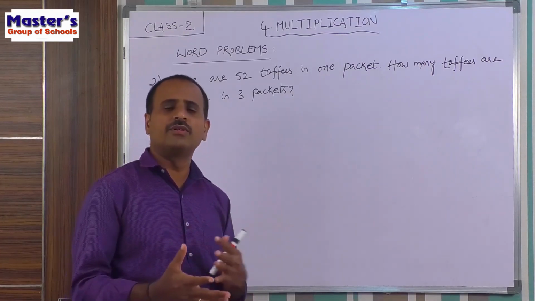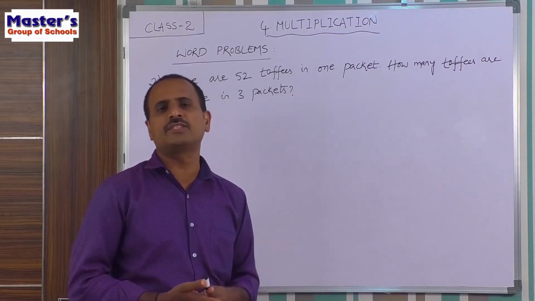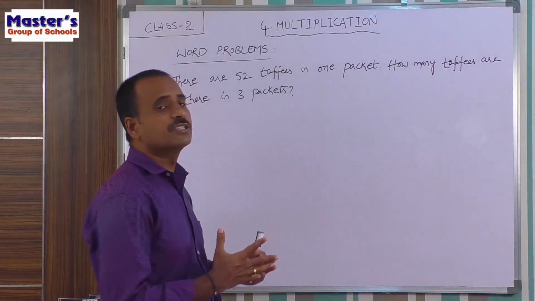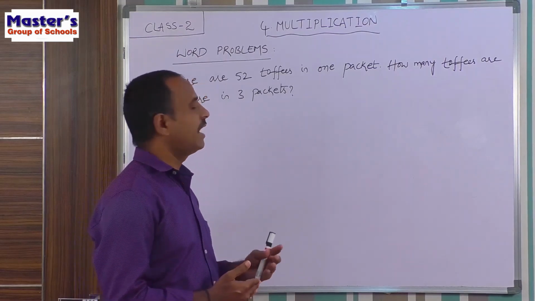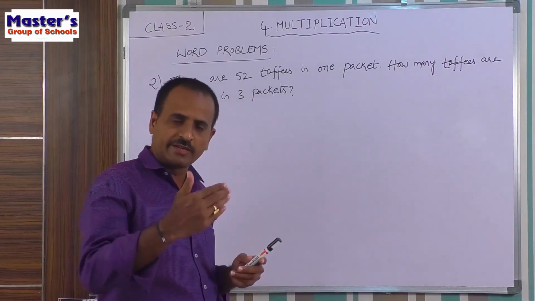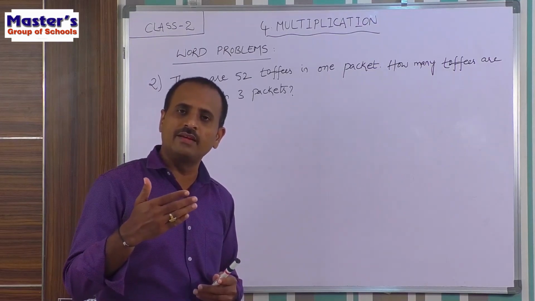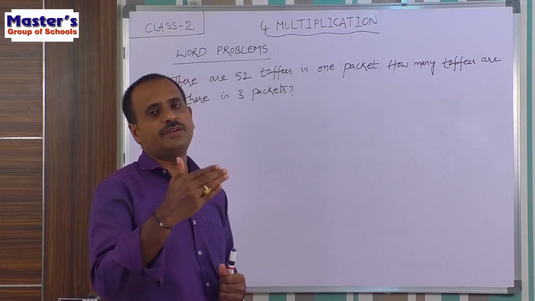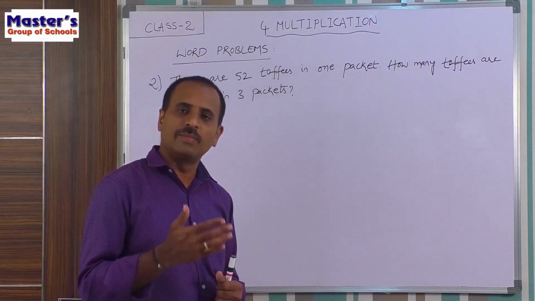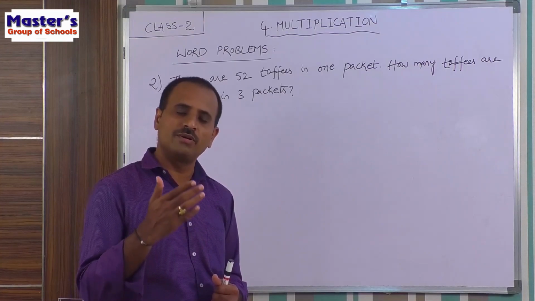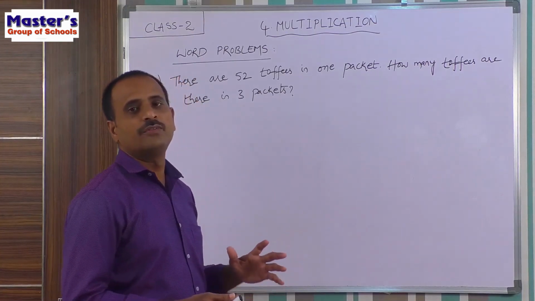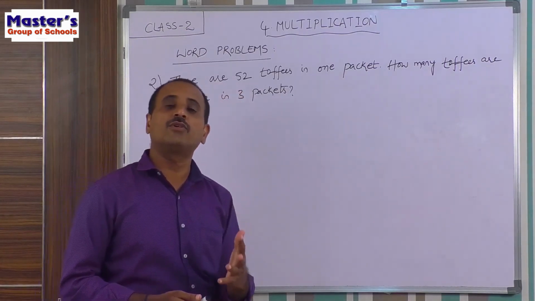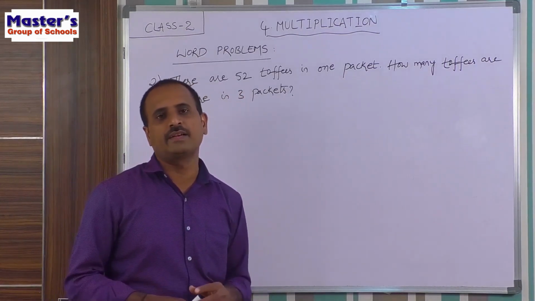So here what we have to do, either addition or subtraction or multiplication. The total number of toffees in 3 packets will be obtained by adding the number 52 three times. That means you have to add the number 52 three times. So that is 3 times 52. That repeated addition is called multiplication. So here also we have to multiply the number 52 with 3. Then we can get the total number of toffees in 3 packets.